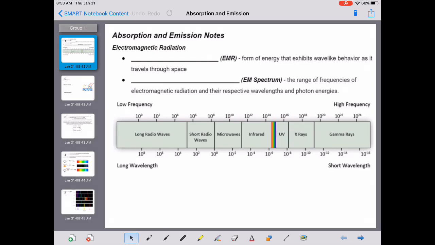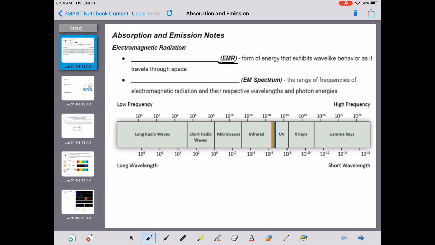So today we are going to talk about energy absorption and emission of atoms. And before we start, we need to talk about what kind of energy we are referring to here. We are referring to electromagnetic radiation, which is just a form of energy that exhibits wave-like behavior, meaning that it travels through space like a wave. Usually when we think about this form of energy, we think about light, but that is electromagnetic radiation right here. It's just energy that behaves like a wave.